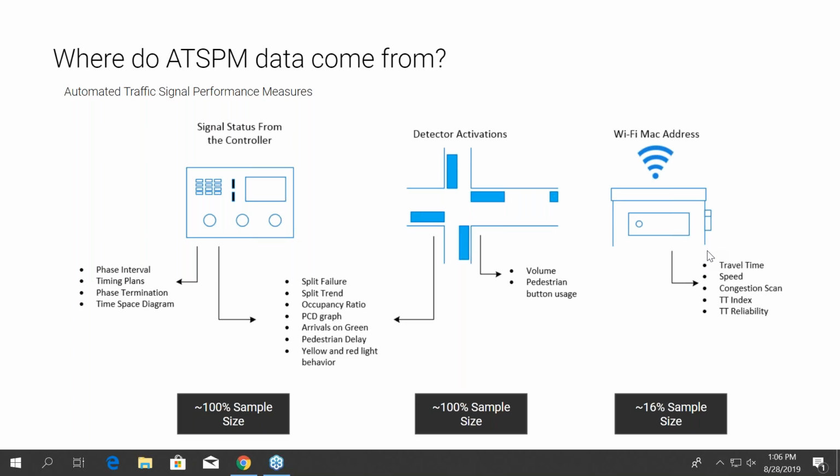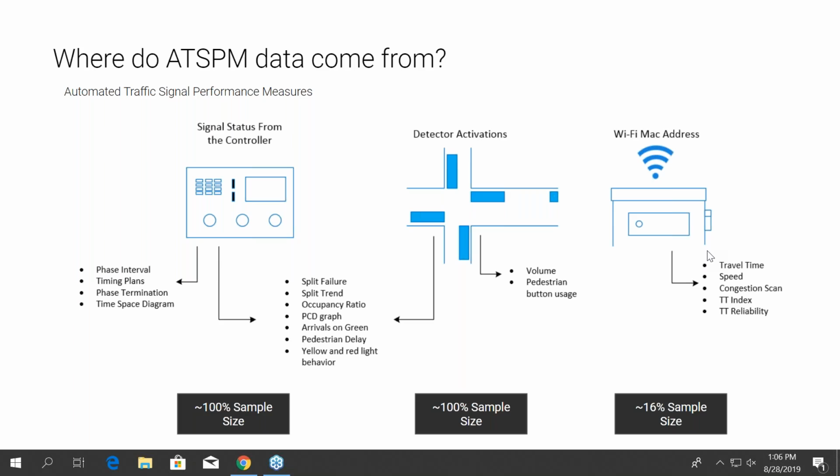So just as a basis of ATSPM data, there are really three main data sources. The first data source is coming from the traffic controller. The traffic controller is logging all sorts of information. One of the basic pieces of information that it logs is the phase interval.